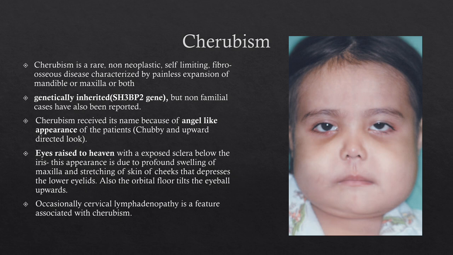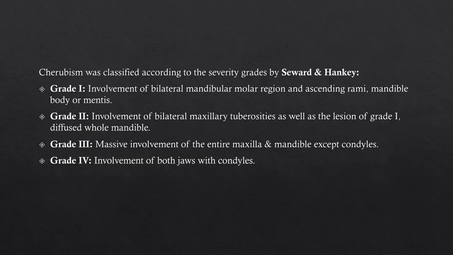As you can see on the right, there is a chubby girl with the upward directed look of the eyes, that is, eyes upturned towards heaven. You can see the sclera beneath the iris on the left eye, and this appearance is due to the profound swelling of the maxilla and stretching of the skin over the cheeks and the depressing of the lower eyelids. Occasionally cervical lymphadenopathy is a feature that is associated with cherubism.